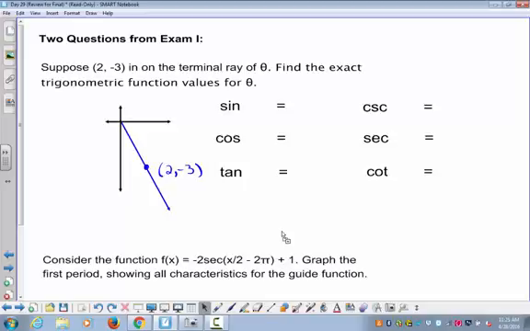So this is a particular question. You can draw your theta however you want. It just has to have this terminal ray. You could think of it counterclockwise. It doesn't really matter. But we want to know the 6 trig function values for theta given 2, -3 on its terminal ray. What's the first step?